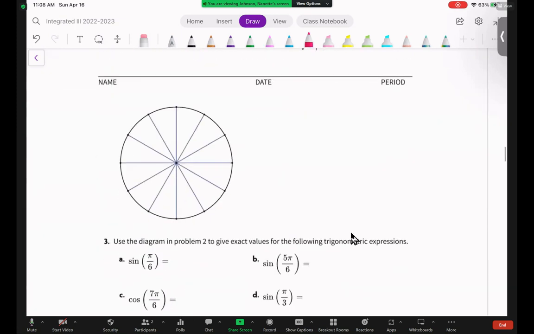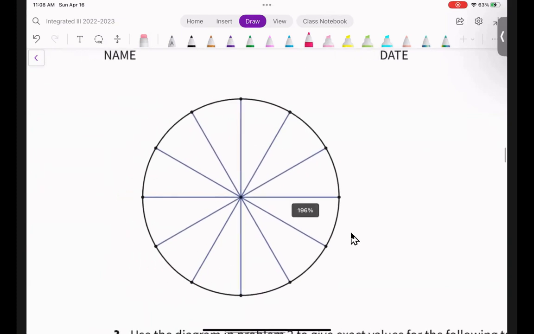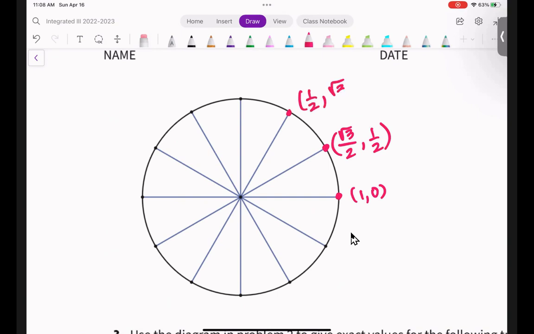So here you go. I'm going to push this out as really big. You already know this one is going to be (1, 0). We just did this one, right? This one was (√3/2, 1/2). And this one right here was (1/2, √3/2).